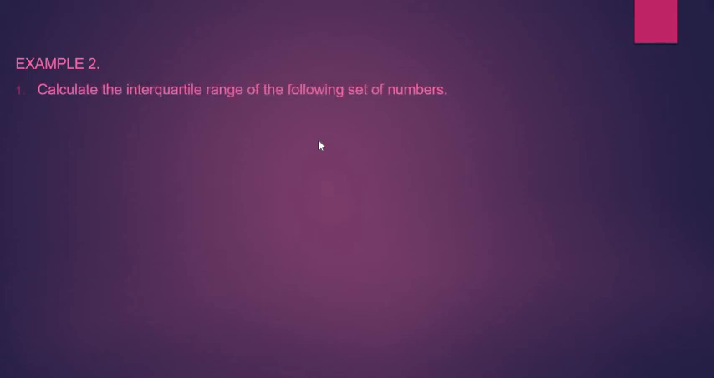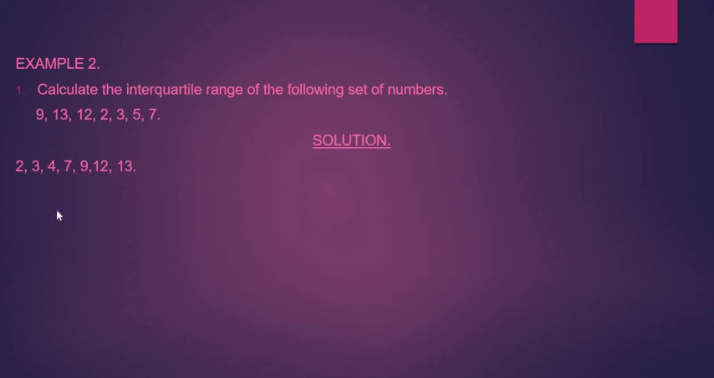So the question is saying: calculate the interquartile range from the following set of numbers, and the numbers we have been given are 9, 13, 12, 2, 3, 4, and 7. Now with these numbers, we will go through the method. We'll rearrange the numbers from the smallest to the biggest. I've already rearranged it over here. The rearranged form is 2, 3, 4, 7, 9, 12, and 13.